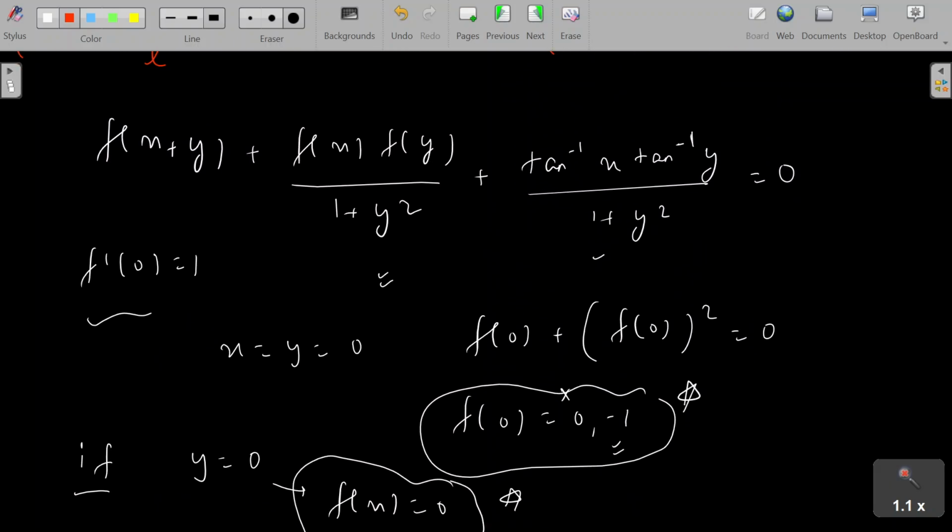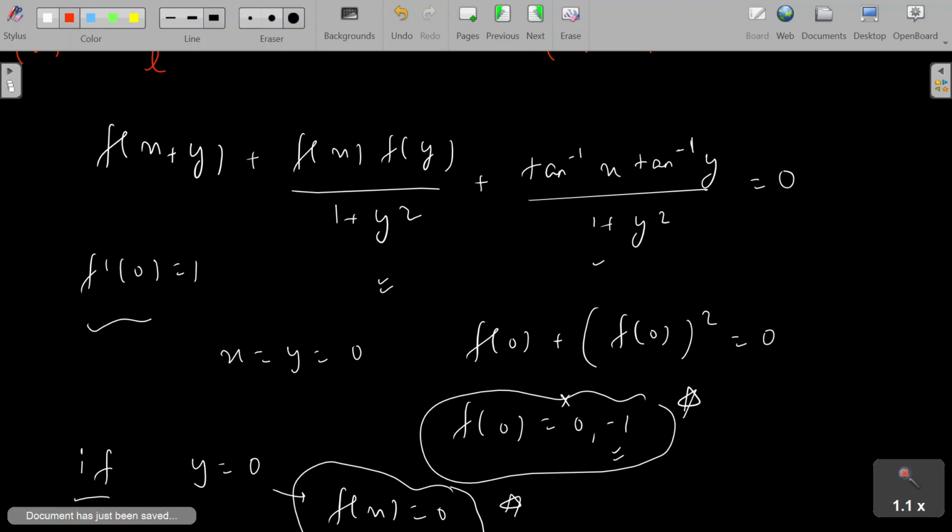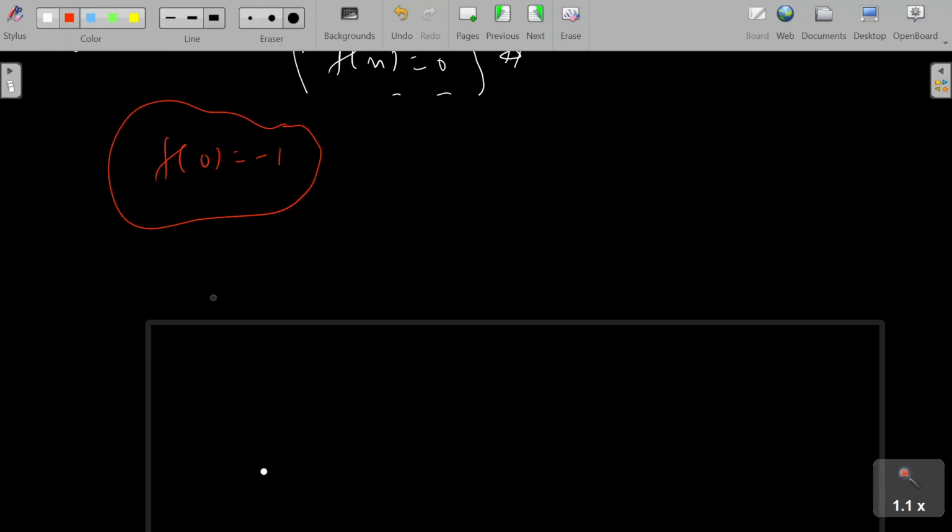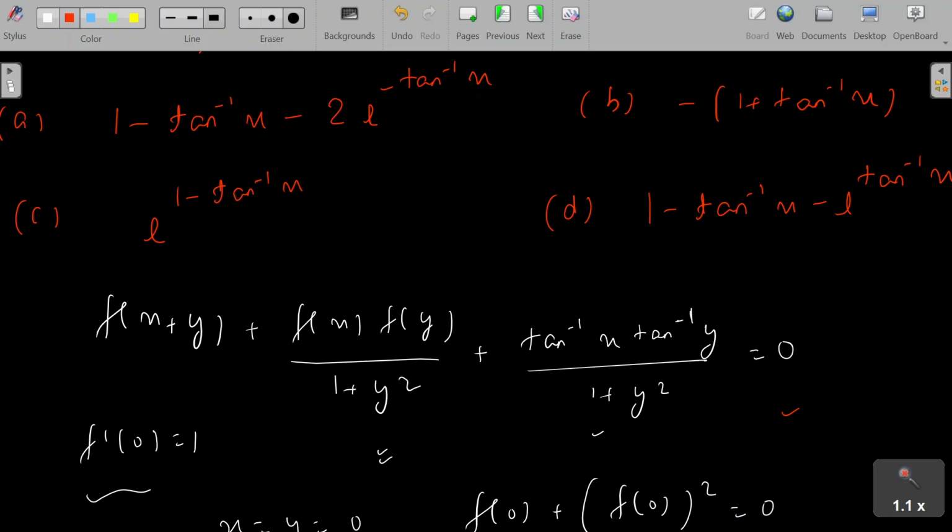So now what we can do is we can substitute. Let us suppose we are substituting now y equal to 0. So f of 0 is -1. f of x minus f of x equal to 0. So nothing gonna work, right? Okay, fine. So another thing which we can try is we can differentiate this equation partially.